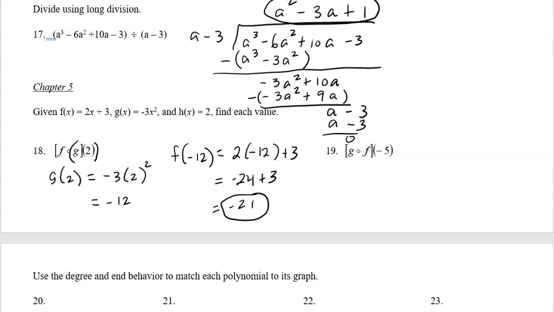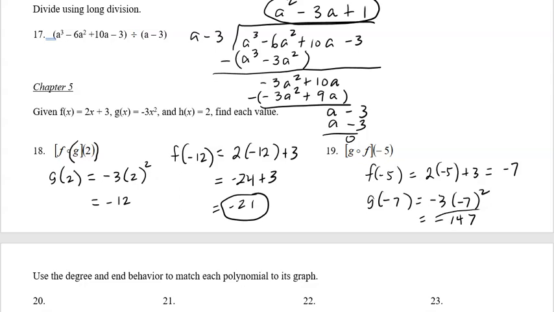Okay, here's another example of composite functions. First thing we're going to do is f of negative 5. So let's input negative 5 into the f function and see what comes out. Negative 10 plus 3 is negative 7. So now negative 7 becomes an input into the g function. Okay, so do the power first. That's 49 times 3. And that's negative 3 times 49 is negative 147.